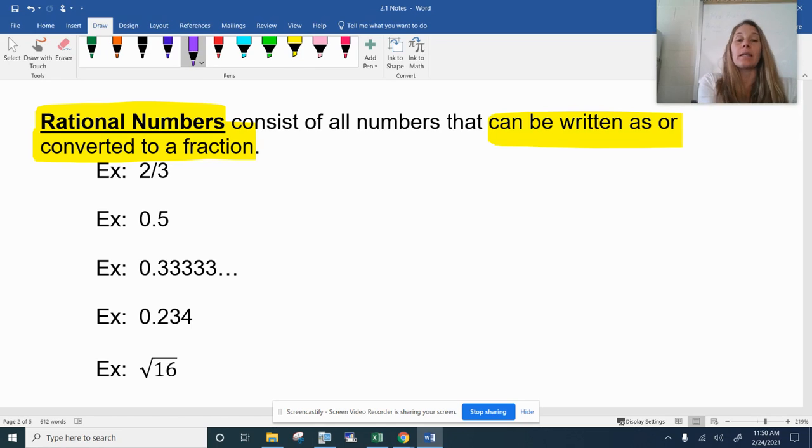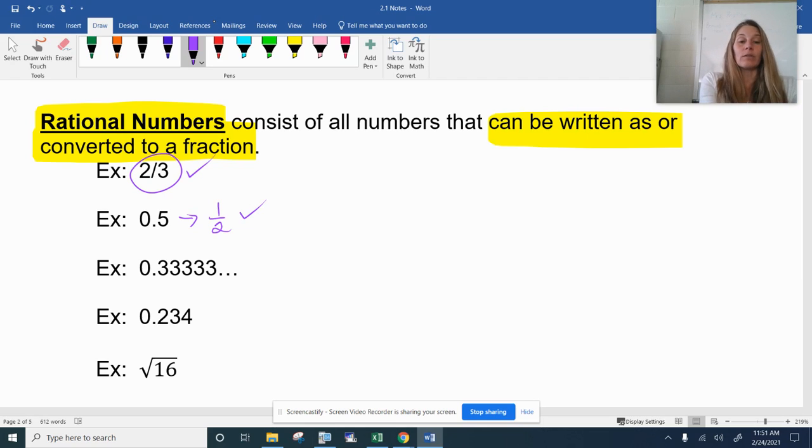Now, clearly, anything that's written as a fraction, like 2/3, is definitely a rational number because it's in fraction form already. We can physically see it, no question about that. When we get to other versions of numbers like decimals, can 0.5 be written as a fraction? It is. It represents the fraction 1/2, so that would be considered a rational number.